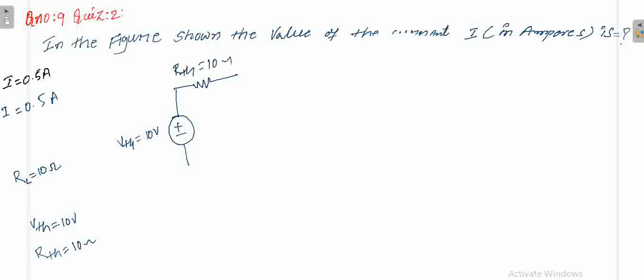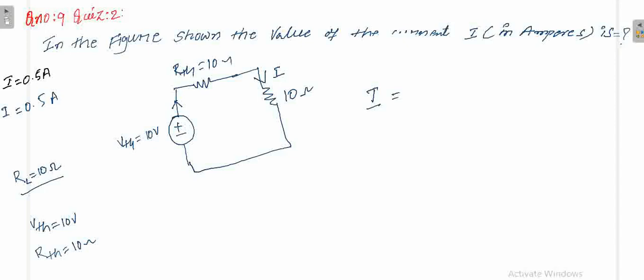VTH is 10 volts and RTH is 10 ohms. Now we have to connect our load resistance. What is the load resistance? That is your 10 ohm. I want to find current I. These two are in series. So whatever the current which is supplied, the same amount of current flows through this 10 ohms because they are in series.